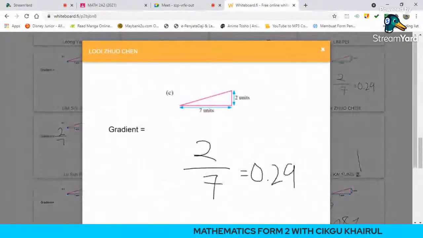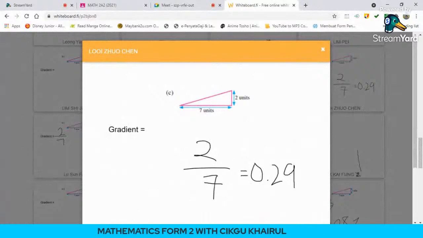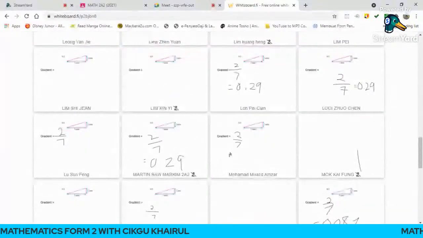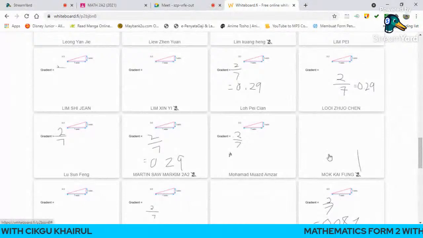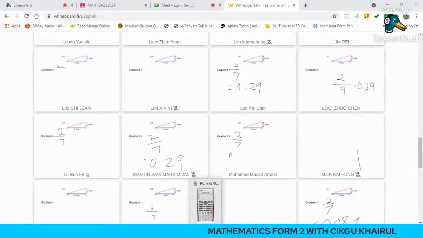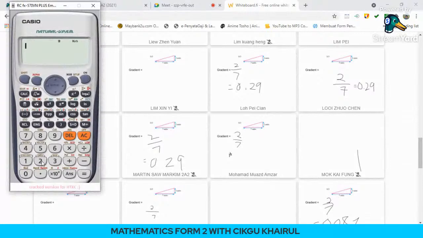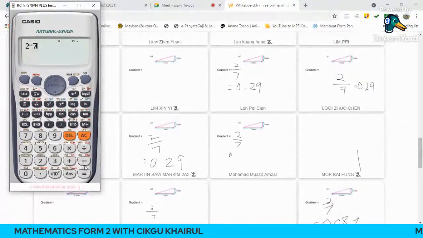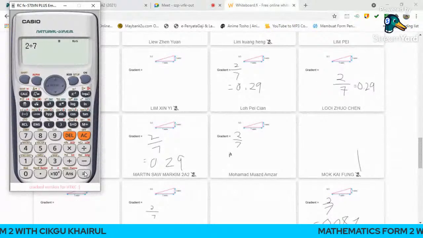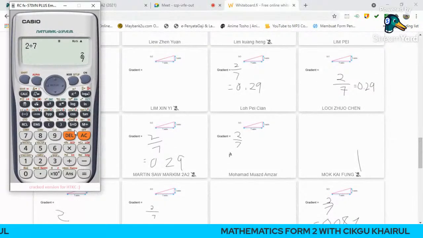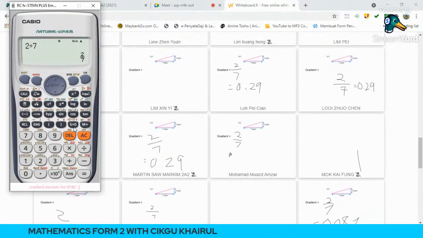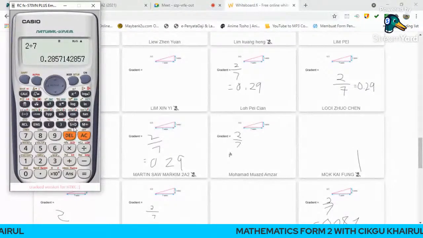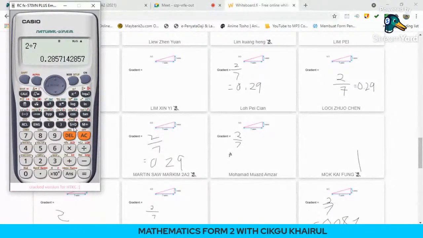Okay, Sir, I can see the question. Zuo Cheng, right? 2 over 7, 0.29. Actually, no need to write in decimal, just write 2 over 7, enough. However, let me check. Is it 2 divide 7? 0.28 or 0.29? Which one? Yeah, let me check. Sir, 0.29. If we want to round off the number to 2 decimal places, it is 0.29, not 0.28.